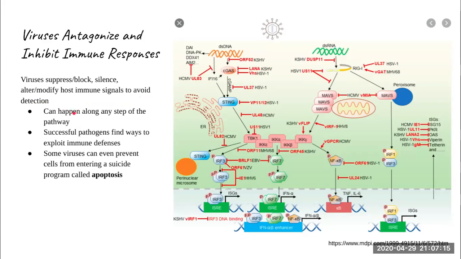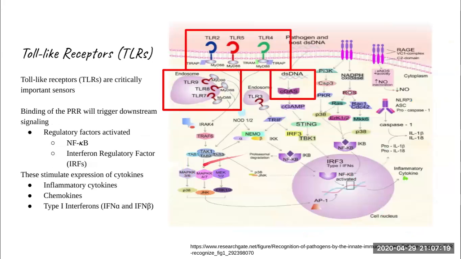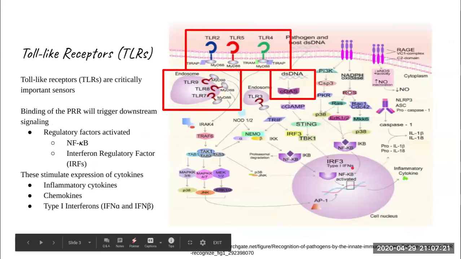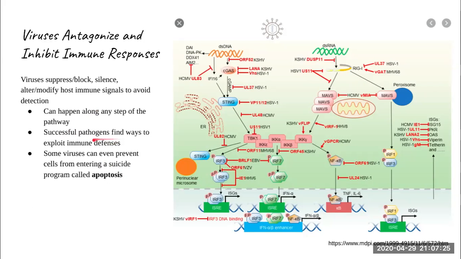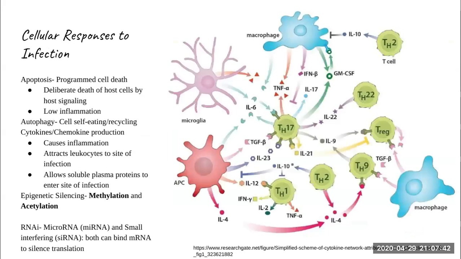So as I list here, this can happen at any step along this pathway. This pathway can be blocked at every single step, potentially, by a virus. And I've mentioned this, they have to exploit the immune defenses to make sure that they can persist. And one of the things that I think is really cool, and I'll talk about on the next slide, is viruses can prevent apoptosis. So I'll move on to the next slide and explain it more there.